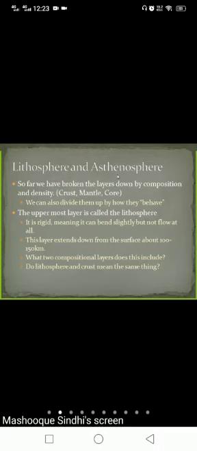The uppermost layer is called the lithosphere. It is rigid, meaning it can bend slightly, but not flow at all. This layer extends down from the surface about 100 to 150 kilometers. What two compositional layers does this include? Do lithosphere and crust mean the same thing? No, crust and lithosphere are different things, because the lithosphere contains some part of the mantle as well.